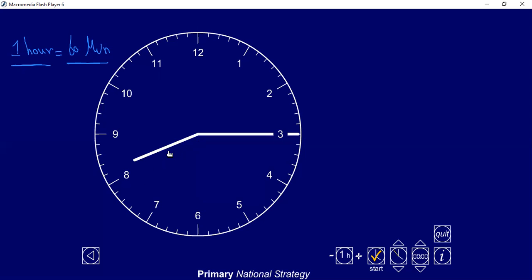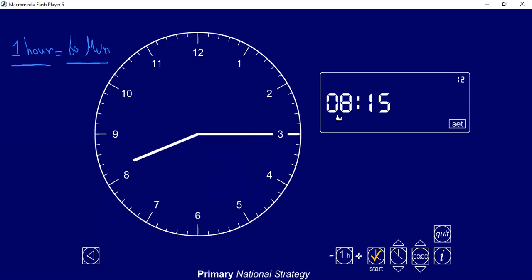The hours here is after 8 and before 9, so it should be 8. The minutes hand is at 3, so let's count by 5: 0, 5, 10, 15. So the digital clock should be 8:15. But what about the analog?